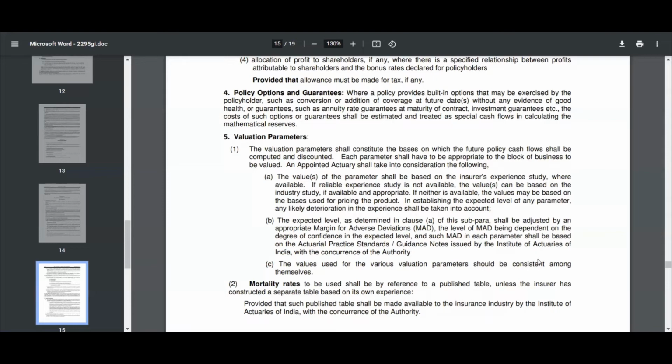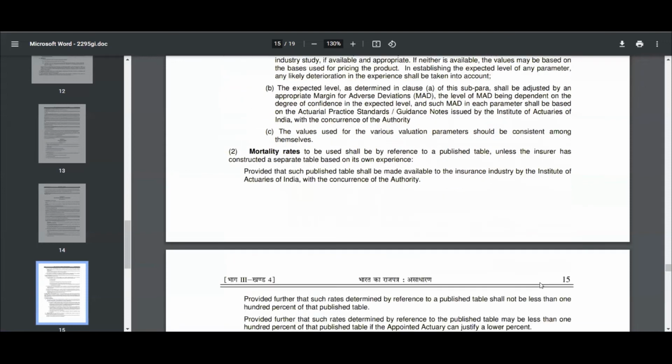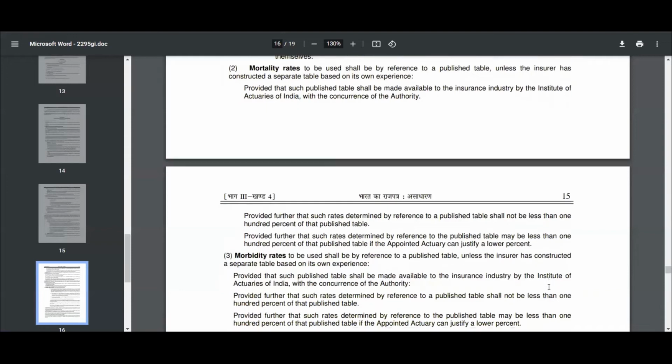Now moving on to the mortality assumptions. The mortality assumptions will be determined based on the past experience of the insurer, or the insurer's own experience, provided there is a published table, which will be published by the Institute of Actuaries of India in concurrence with the authority, and that table would only be used when the insurer does not have sufficient experience, right? So 100% of the mortality rates given in that table should be used by the appointed actuary, provided that the appointed actuary may decide not to use 100% of the mortality rates if the appointed actuary can justify. Similar considerations apply for morbidity rates. Exactly similar lines would be written for morbidity rates.